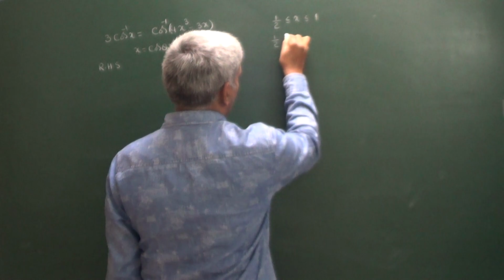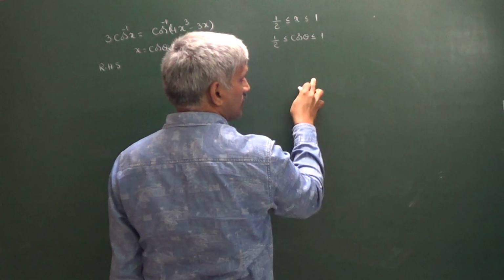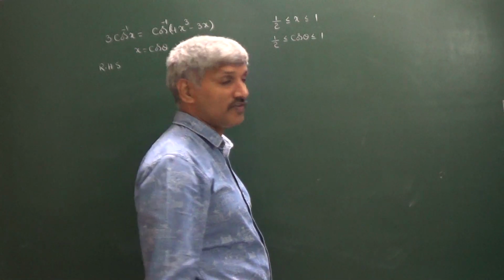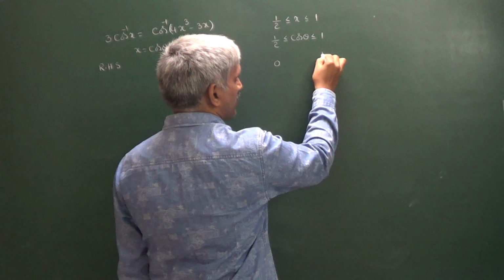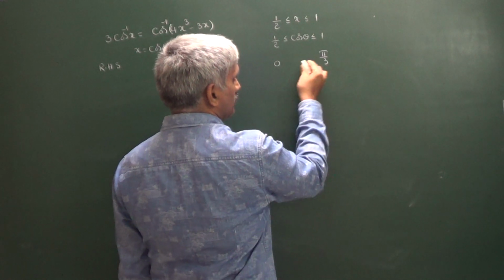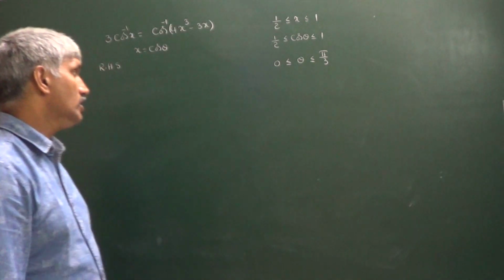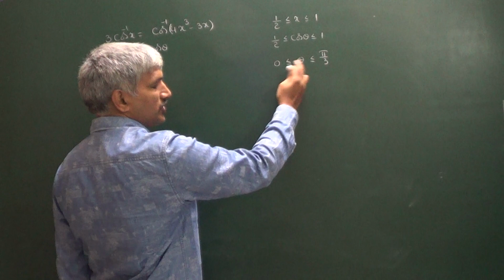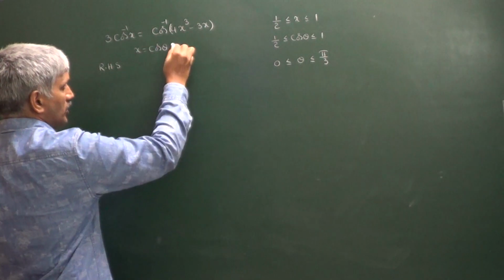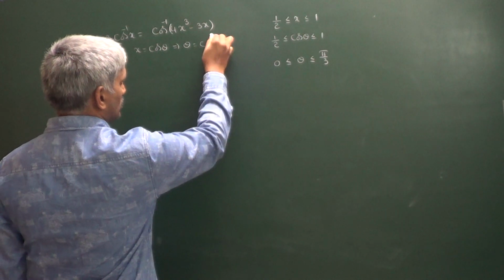So we will get 1 by 2 is less than or equal to cos theta is less than or equal to 1. Cos is a decreasing function. 1 you will get in case of 0, and 1 by 2 you will get in case of pi by 3. So theta is between 0 and pi by 3. Theta is in the principal branch only. That's why I can write theta is equal to cos inverse x.